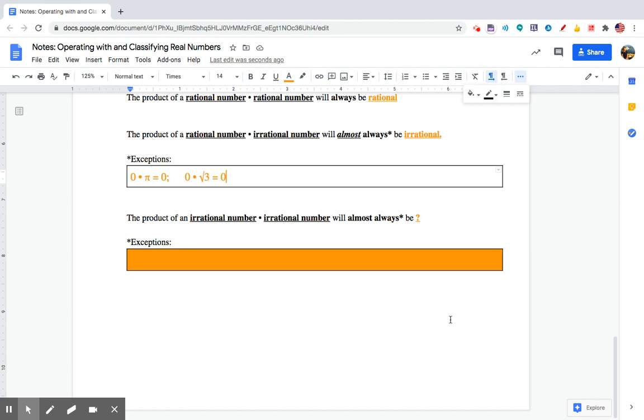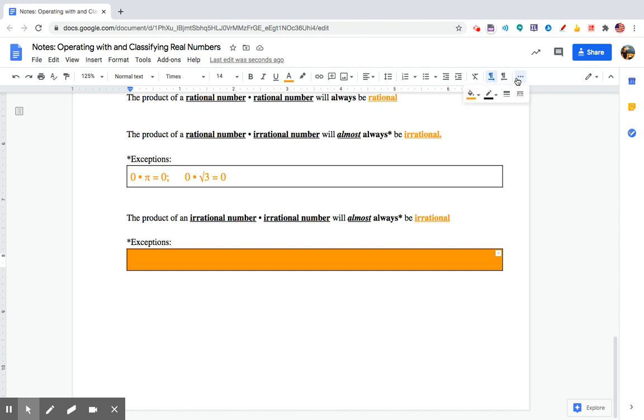The product of an irrational number, remember, it's a decimal that goes on forever with no pattern, never terminates, times another number like that. You would think, right, would be irrational, wouldn't you? I would think that if I multiply those two decimals together, I'm still going to get a decimal that goes on forever, and there's no pattern. It never repeats. However, we have exceptions to this rule as well. So almost always be.